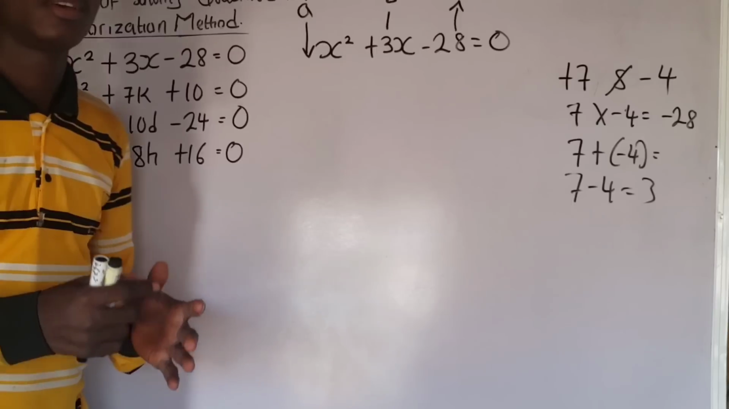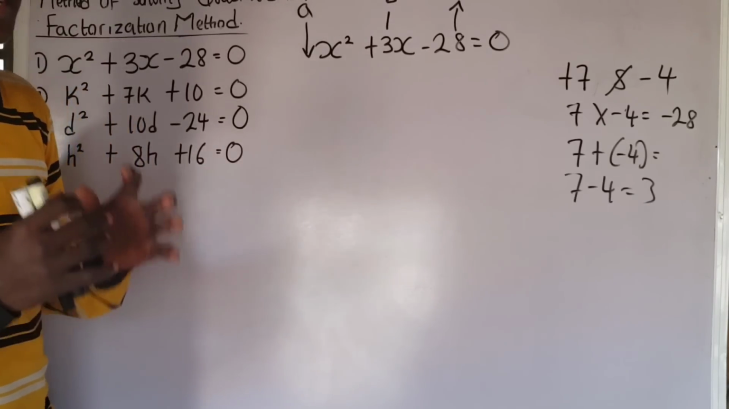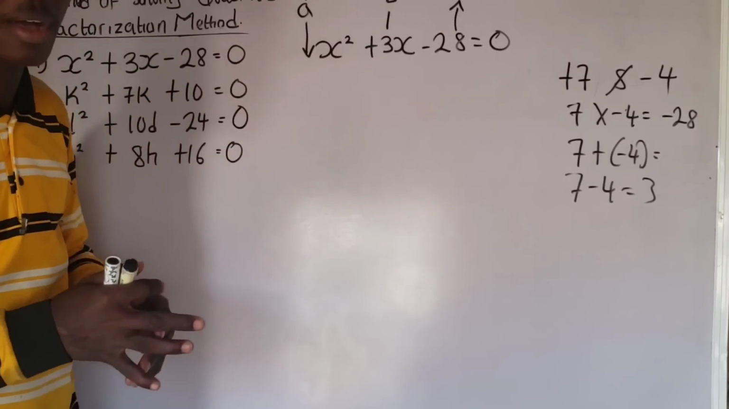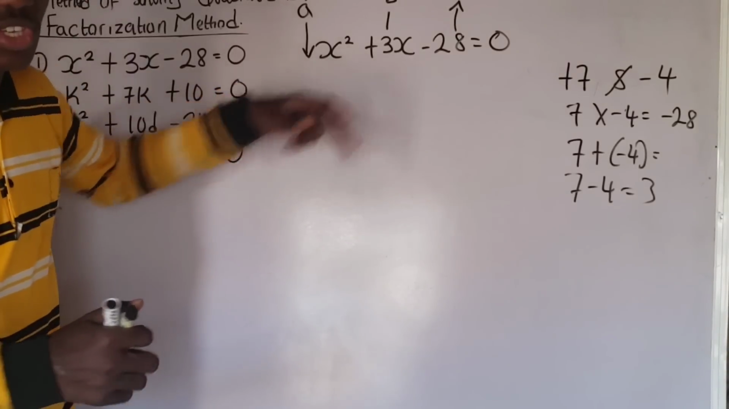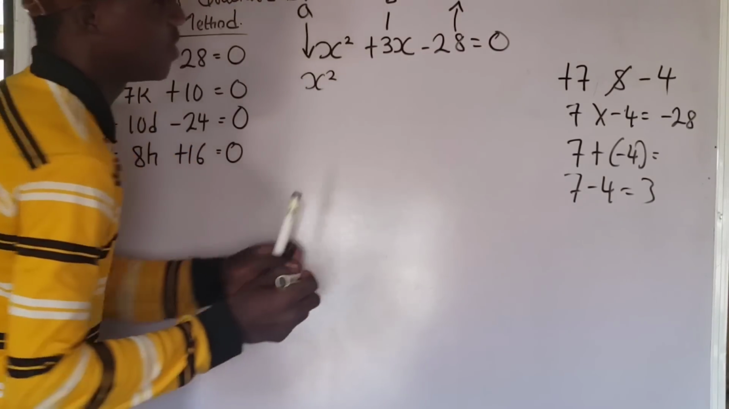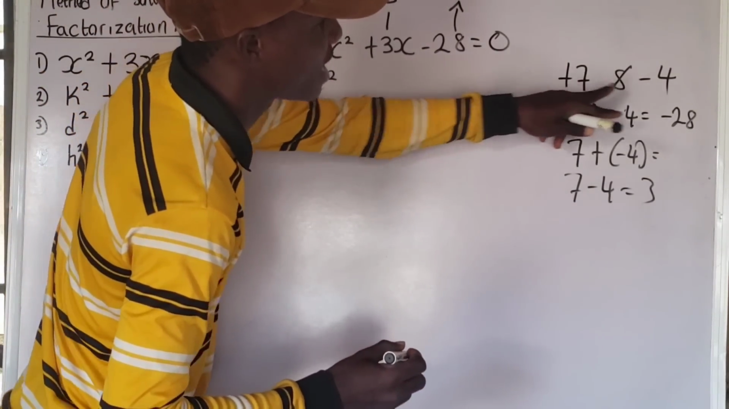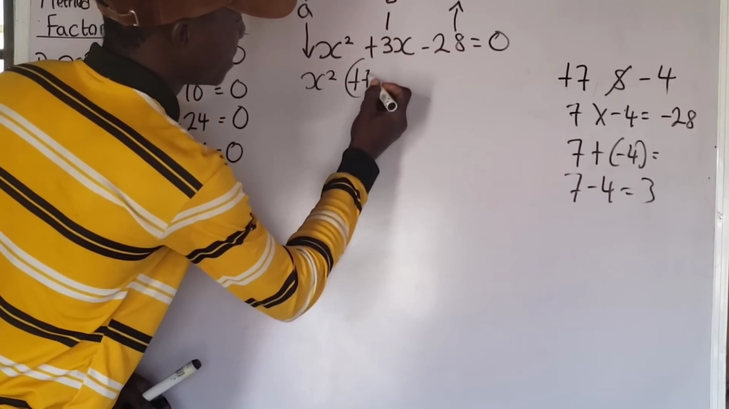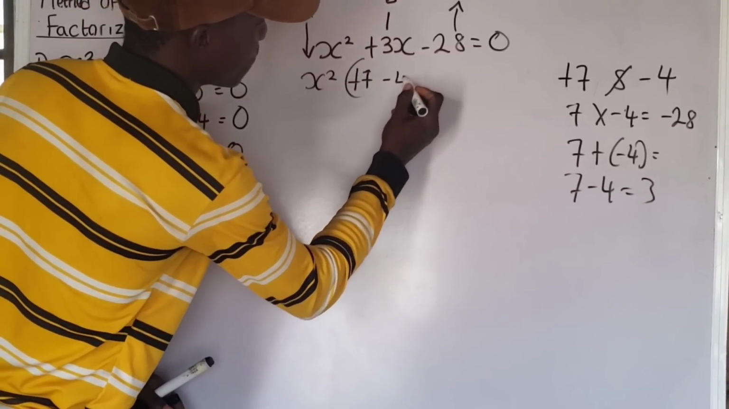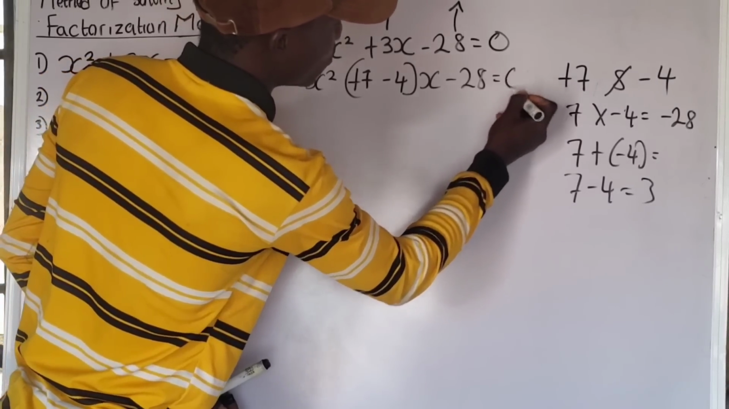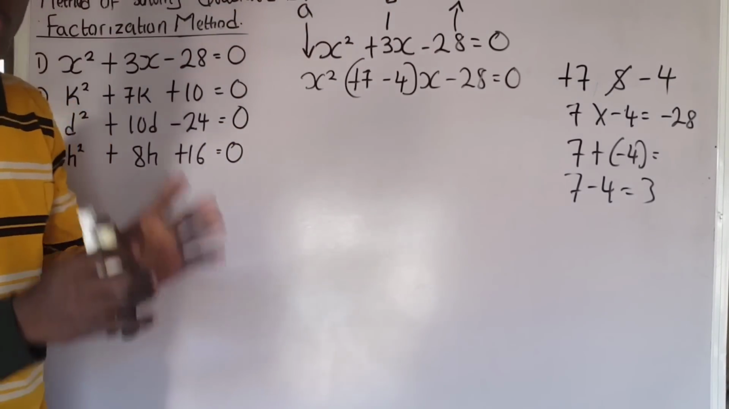Are you paying attention? So, having known the two numbers, the next step is that I'm going to replace b by those two numbers. The b is what? Plus 3. So, please just pay attention. I'm going to have x squared. Now, the two numbers is what? Plus 7, negative 4. You understand? So, I'm going to have plus 7, negative 4 into bracket x minus 28 equals to 0. You understand?